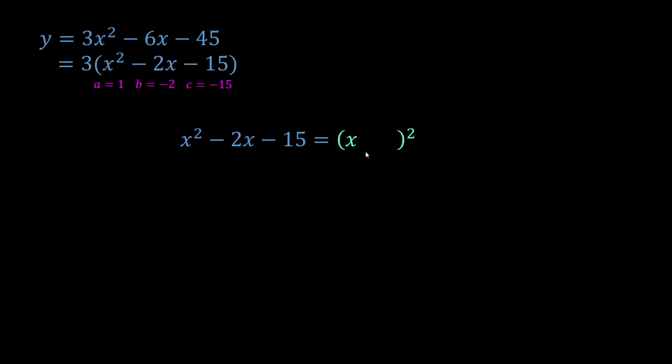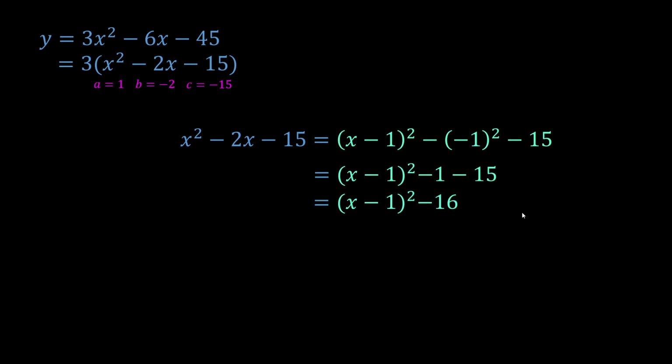Working this one, my b value is negative 2, and we know that the magic number that we need is half of that. So negative 1, pop negative 1 in here. Take the magic number squared, and then take 15, because that's our constant there. Simplify that. This one becomes positive 1, but we're taking the positive 1, so it ends up being take 1. Take 15, and we get x take 1 squared take 16.